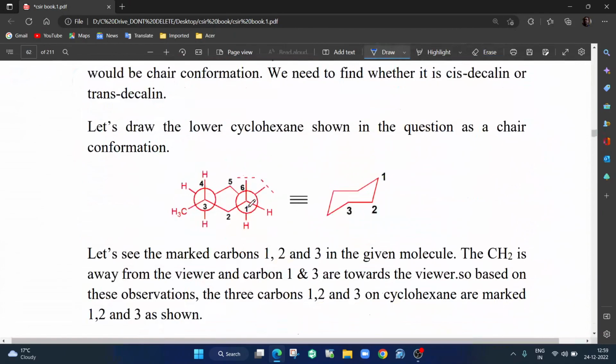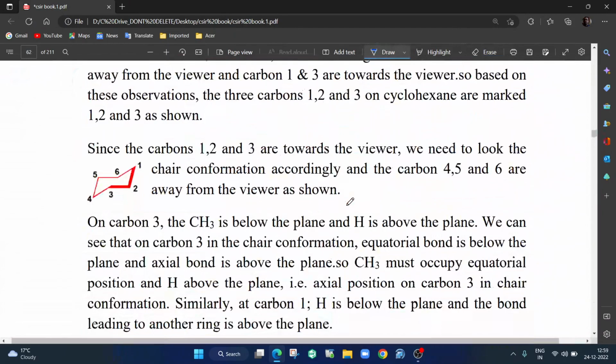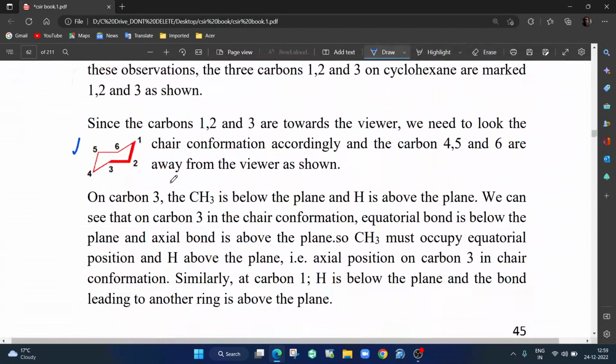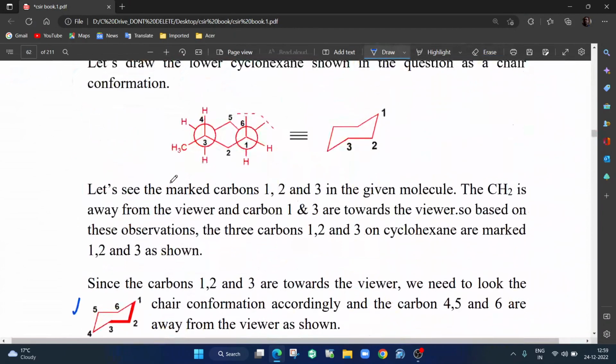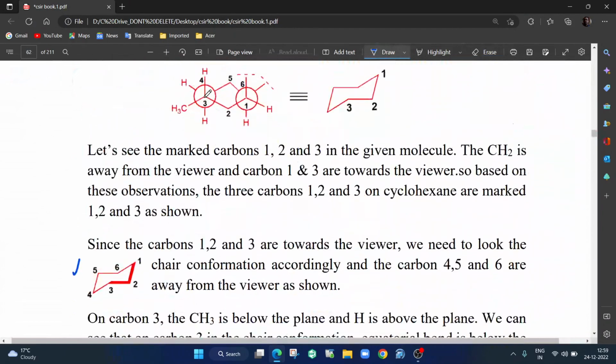What I have done here is I have numbered them. So, 1, 2, 3, 4, 5 and 6. So, 4, 5, 6 are behind. So, 1, 2 and 3 are in front, 4, 5 and 6 are behind. Okay. So, we can show it like this. Now, let us look at CH3 at carbon number 3.